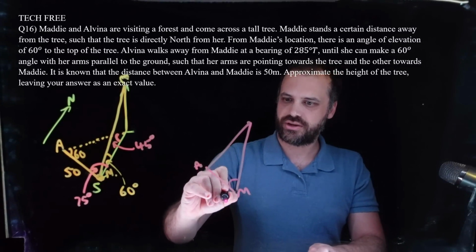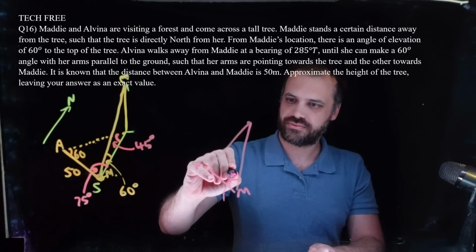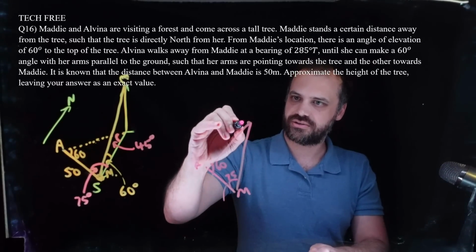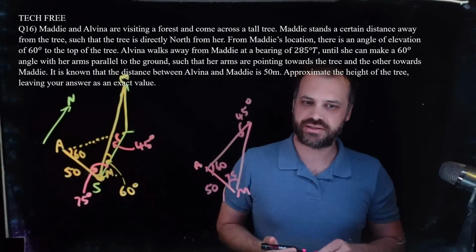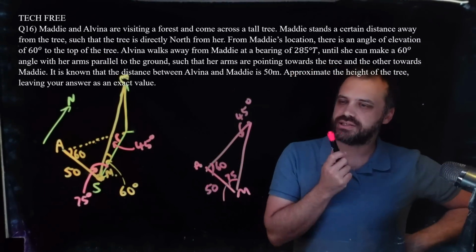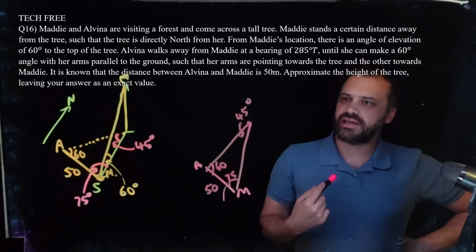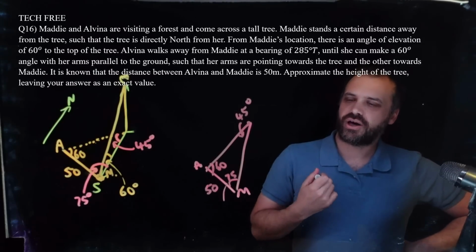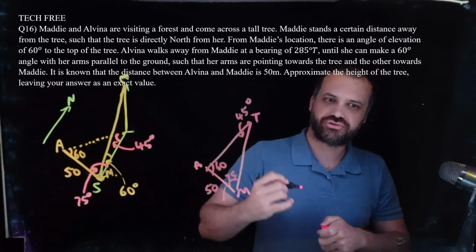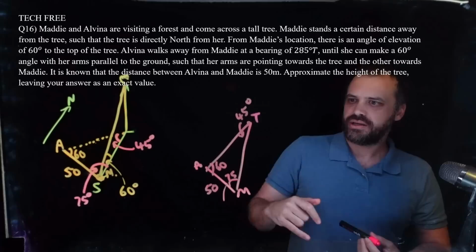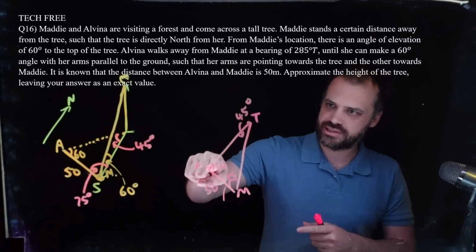All right, so I know that's 75 degrees. I know this is 60 degrees. I know this is 45 degrees. And I know this is 50 meters. Okay, what length could I find? I think I can find the length between Maddie and the tree, right? Now, I'm going to avoid this length here.